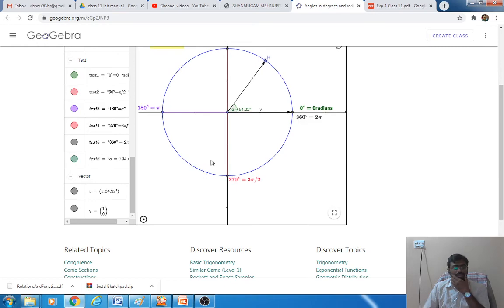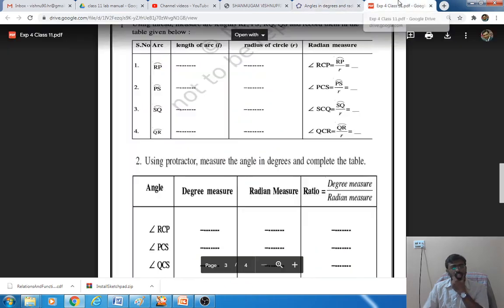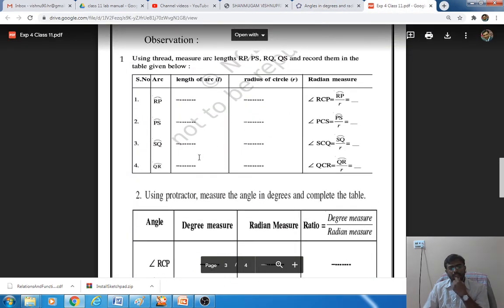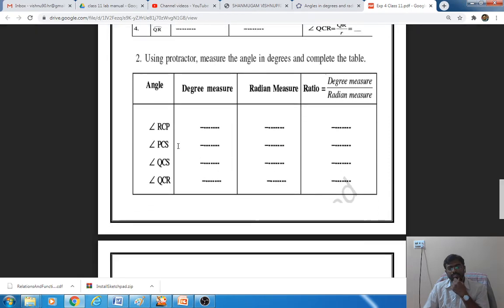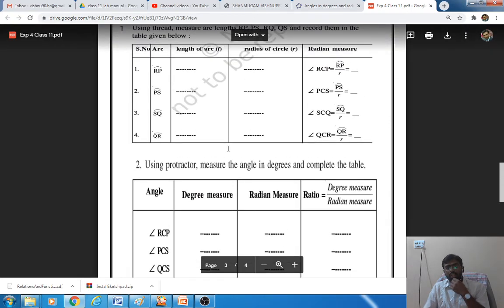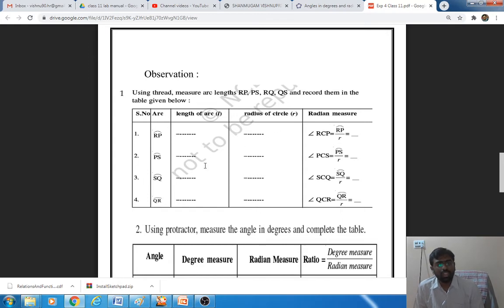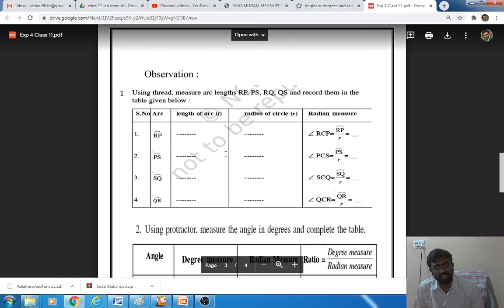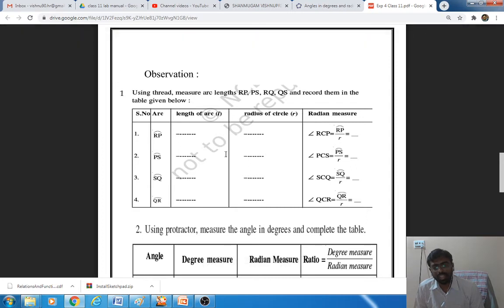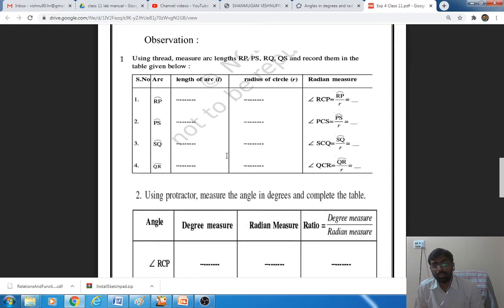Yes, the radius of the circle is not given. So I think, instead of this particular observation table column, you can just fill the second column alone. Okay, so leave the first column as the length of the arc and the radius of the circle are not given. If it is given, you can include. You can consider any circle with a radius and then length, and you can measure it practically.